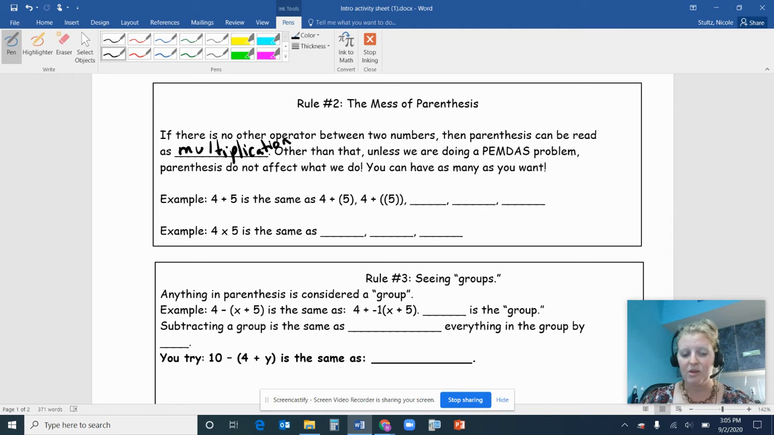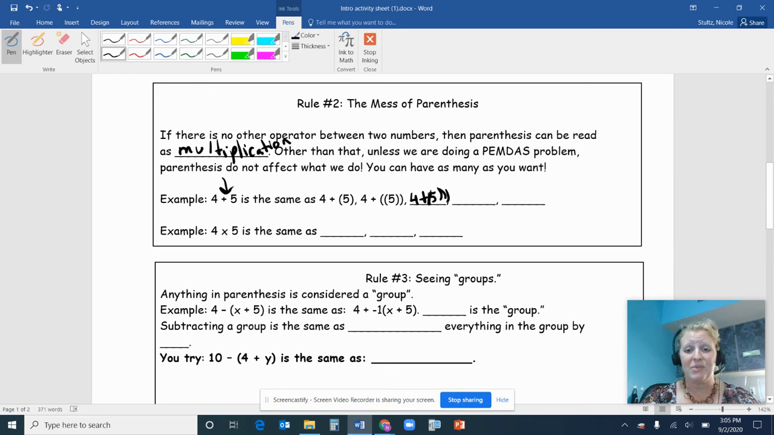They're useless. So for example, if I have 4 plus 5, the plus sign, that is the operator, which means I am free to insert parentheses around this 5. That doesn't matter. I can insert 2 sets of parentheses around the 5. Still doesn't matter. It's still just 5. I can do 3 sets of parentheses around the 5. 1, 2, 3.